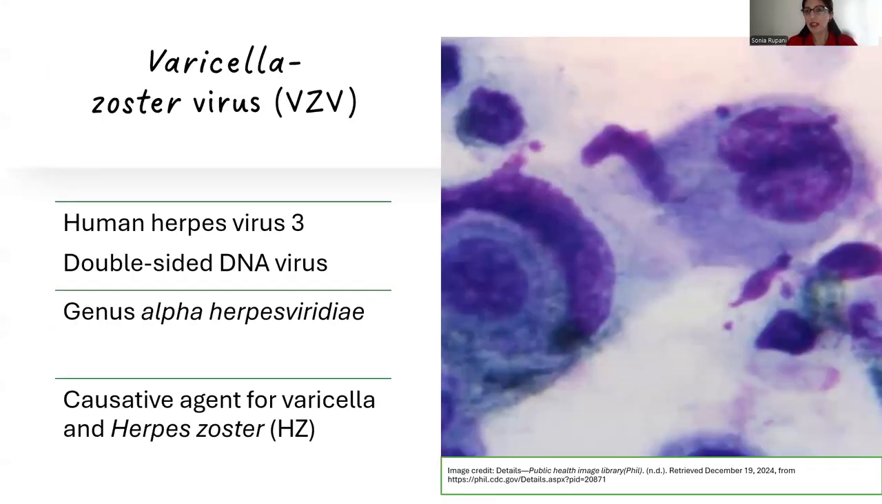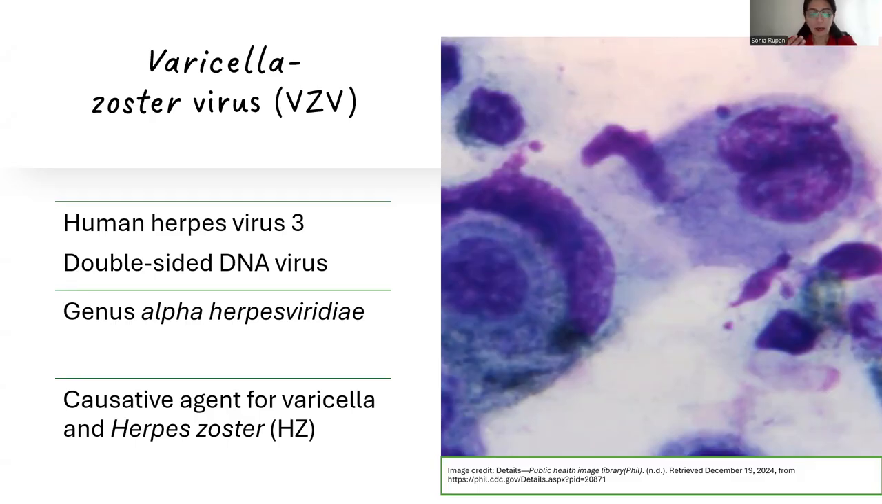So we'll start off with what causes the herpes zoster, varicella zoster virus. This is the virus that causes both the chickenpox, so varicella, and the herpes zoster. It is a double-stranded DNA virus that is human herpes virus 3. This virus belongs to the genus Alpha herpes viridae. And the others that are included in this group are the HSV, so herpes simplex 1, herpes simplex 2, and then the varicella zoster virus. All of these belong to the genus Alpha herpes viridae.